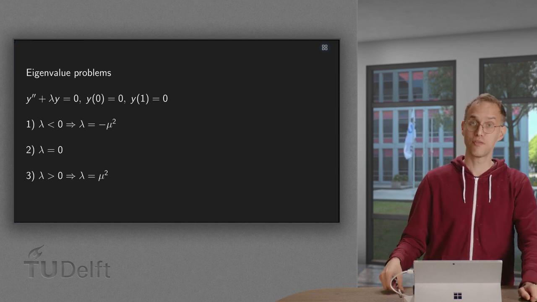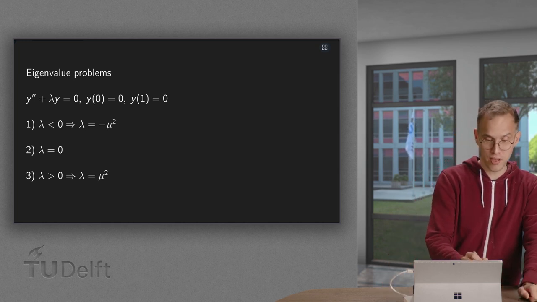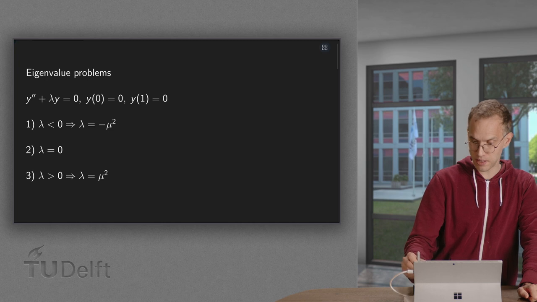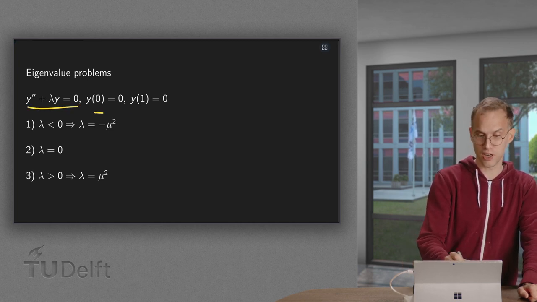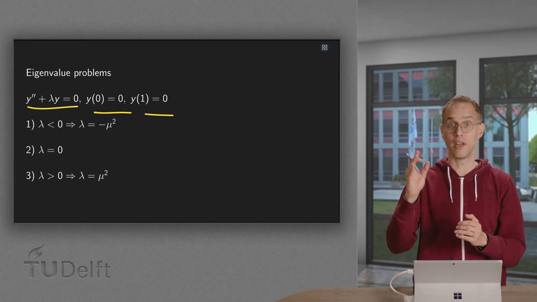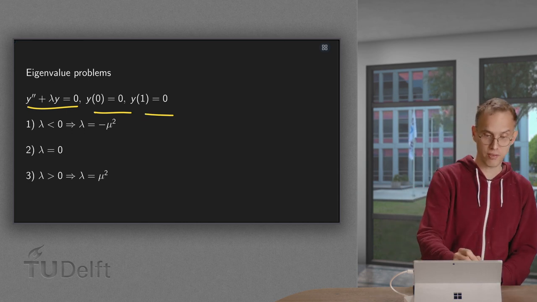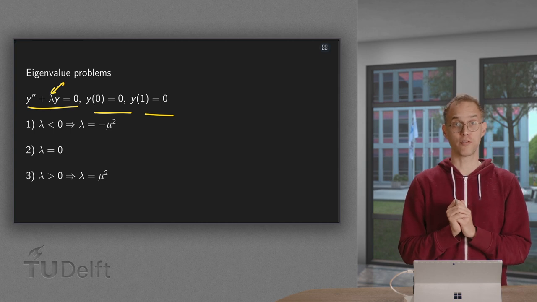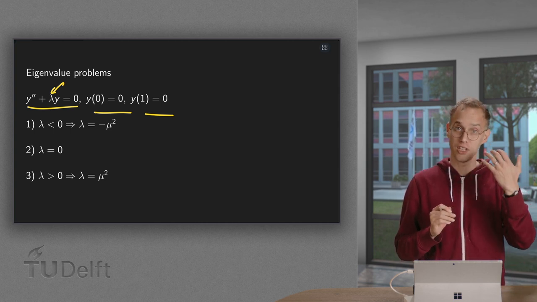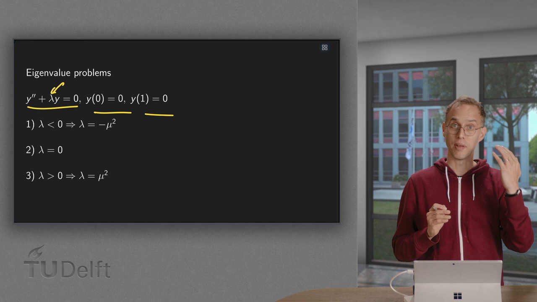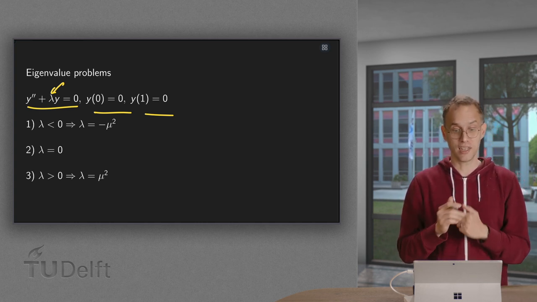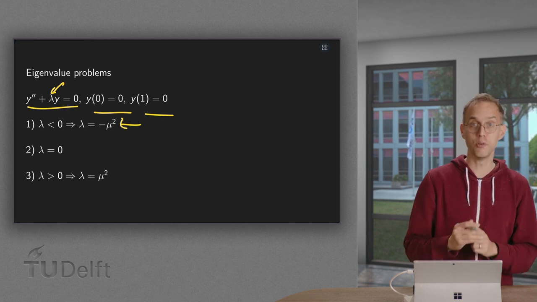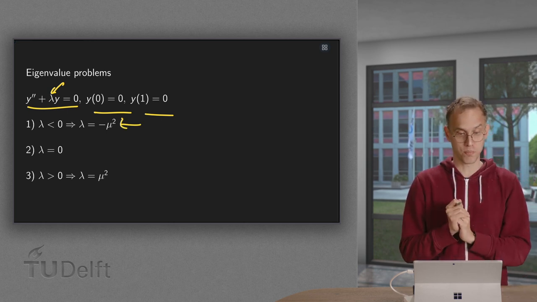So, we are looking at the following problem as an example. y double prime plus lambda times y equals 0, with the boundary values 0 and 0 at x equals 0 and x equals 1. So we have to find lambda as part of the problem. We distinguish three cases: lambda negative, 0 and positive. So if lambda is negative, we can set lambda equals minus mu squared and assume mu is positive.